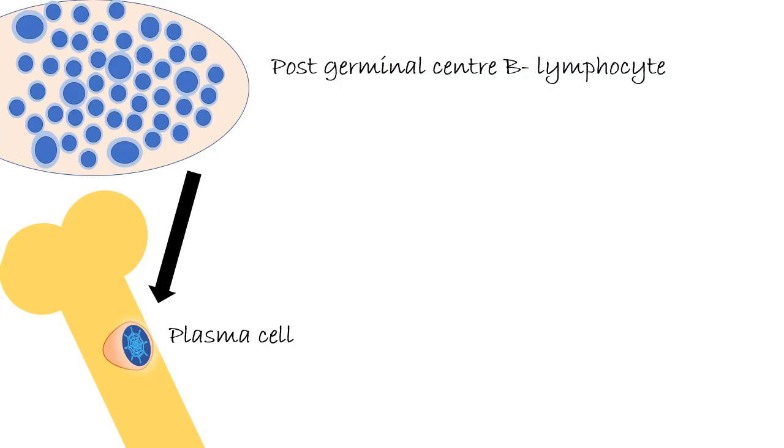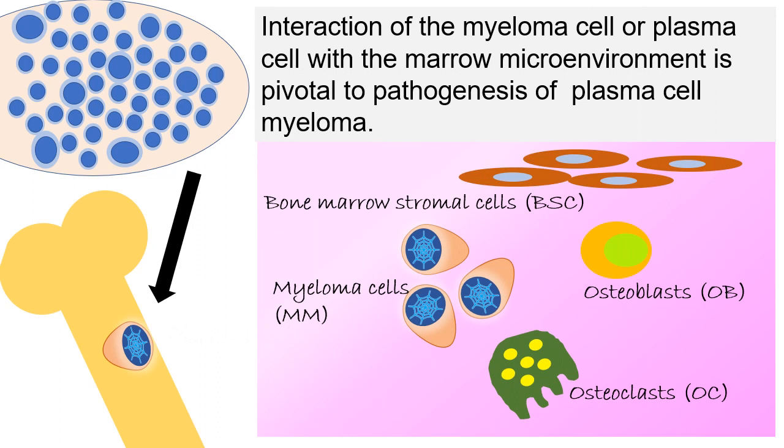Now let's look into the pathogenesis of multiple myeloma. There is a post-germinal center B lymphocyte that transforms into a plasma cell, which homes into the bone marrow and turns into a long-lived plasma cell. The interaction of this plasma cell or the myeloma cell within the bone marrow microenvironment, which is comprised of the bone marrow stromal cells, osteoblasts, and osteoclasts, is pivotal to the pathogenesis of plasma cell myeloma.